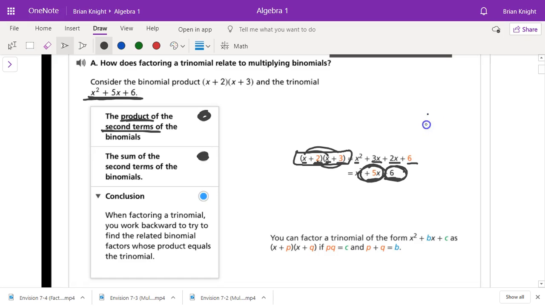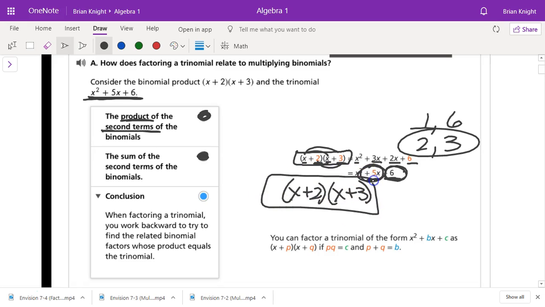Okay? You got 1 and 6 and 2 and 3. That's it. Now, of course, you can have negative numbers, right? But which of these two, if you were to add them up, add up to 5? The 2 and 3. So there are your factors. x plus 2, x plus 3. We did that kind of fast, so we'll try one on our own here.